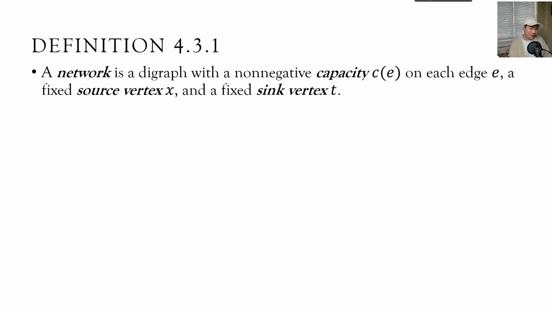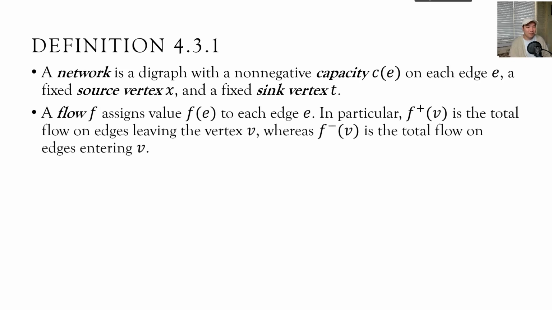The next definition I'll introduce is the flow. The flow f assigns a value f(e) to each edge. In particular, whenever I'm working with a digraph, I can say my flow f+(v) is the total flow on the edges leaving the vertex, where f-(v) is the total flow on the edges entering my vertex. So we've talked about flow and capacity.